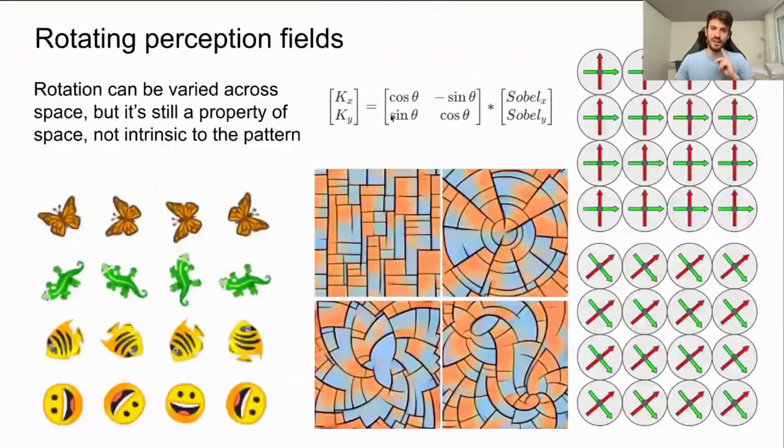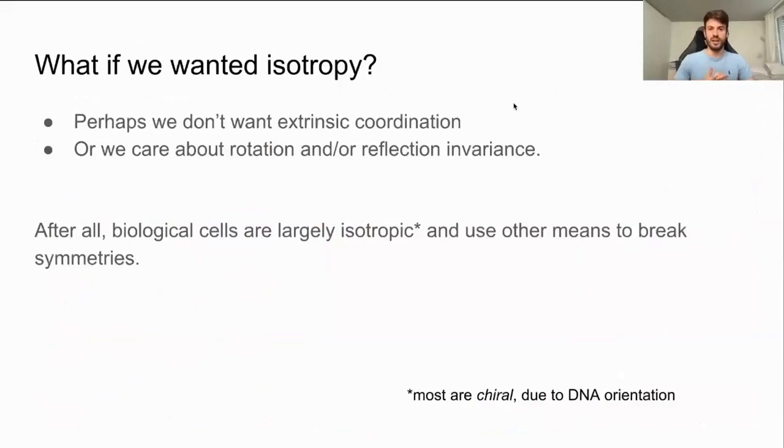This does not mean that they cannot rotate. In fact, we already show how we can rotate them in the original paper. But this is done by giving an extrinsic angle theta, which we then use in a rotation matrix to rotate the perception field. And in this way, they can rotate patterns. But notice that this is not a property of the cell, it's actually a property of the environment. It's like the grid has changed and the cells react accordingly. And we might not want to do this. Maybe we really care about not having an extrinsic coordination, or we do care about rotation and reflection invariance.